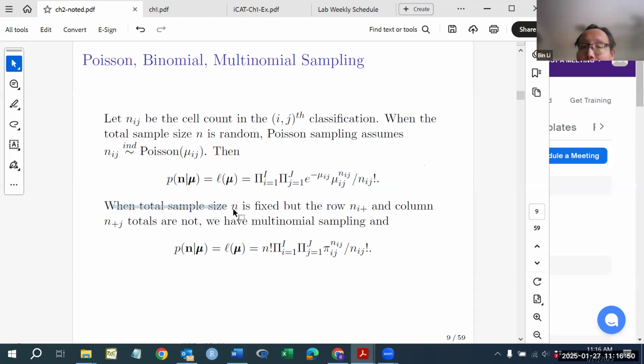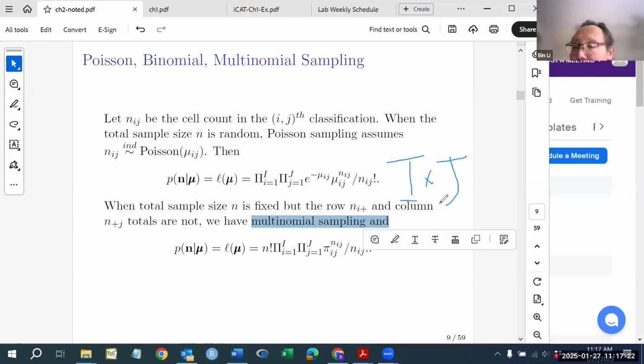When the total sample size n is fixed, if n is not random, then it's not a Poisson anymore. It's a multinomial. Why is it a multinomial? Multinomial means the total is already predetermined. How many categories do we have? We have I times J categories. I means the number of rows, J means the number of columns. So this follows a multinomial distribution, and this is the joint probability.